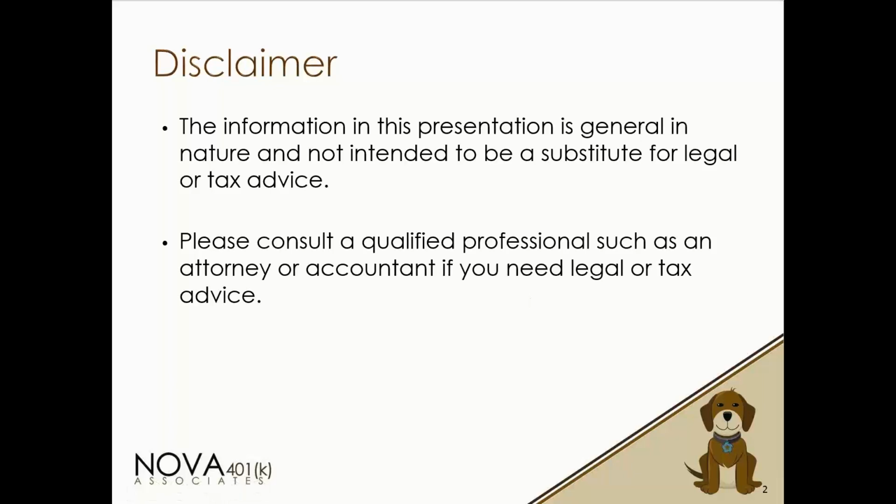Disclaimer: the information in this presentation is general in nature and not intended to be a substitute for legal or tax advice. Please consult a qualified professional such as an attorney or accountant if you need legal or tax advice.